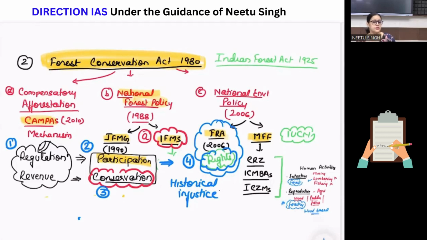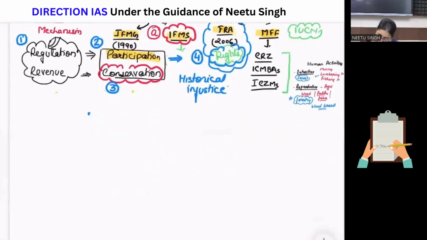And it was the National Environment Policy, Forest Conservation, that marked the beginning of feather number 5, MFF, Mangroves for Future. Mangroves for Future gives me many things that can be added. I've already given you the list that you can take into account. CRZ and ICMBAs are important domains for us to pick up. So let us try to quickly take the understanding of each one of them. Feather number 5, enlarged here.